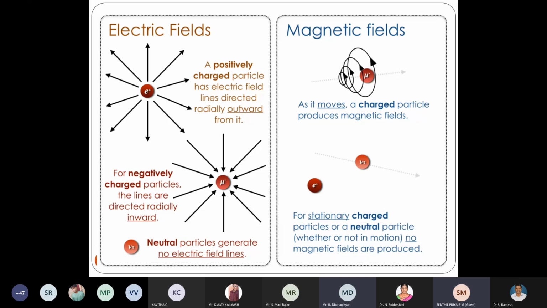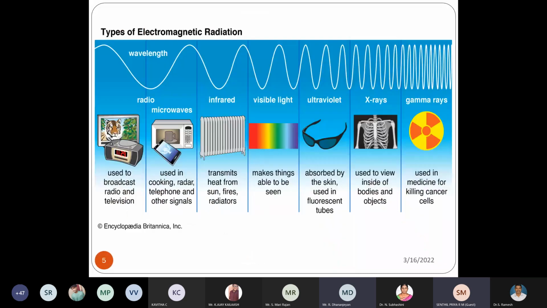In wireless communication, the technical word electromagnetic field is used wherever we go for wireless communication, and with antennas and information transfer, everywhere we can hear the word. This is what the electric field and magnetic field are: the charged particles move inward and outward, and the magnetic field is generated by moving charged particles. And then, types of electromagnetic radiation.